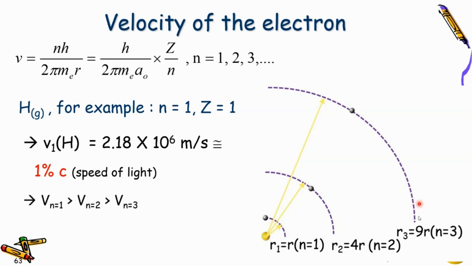Okay, so that means the electron here moves very fast. However, it becomes slower as n increases, so velocity decreases proportionally. So this one is much slower than n equal to 2. If we regard this as V1, how about n equal to 2? Half of V1, right? And n equal to 3? One third of V1. And then n equal to 4, a quarter of V1.